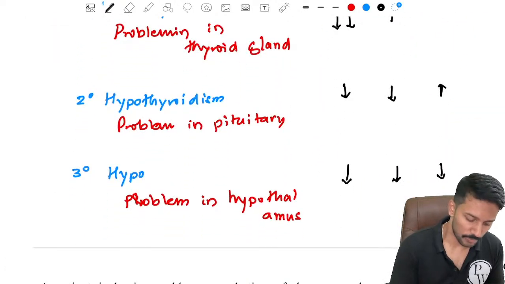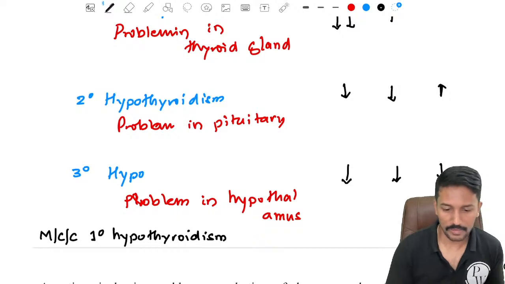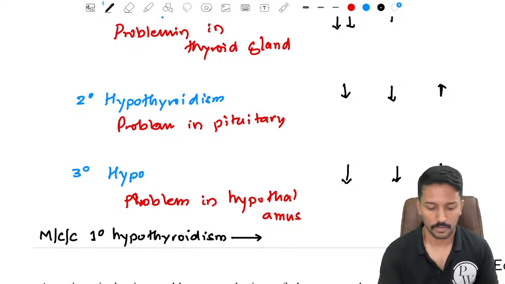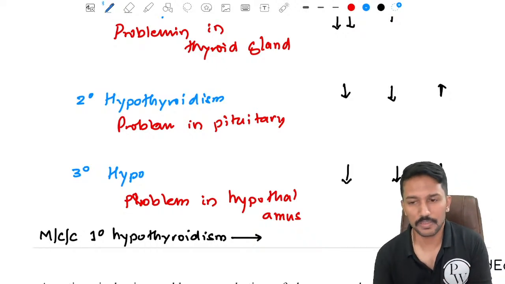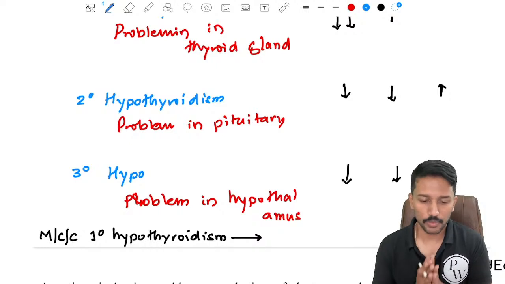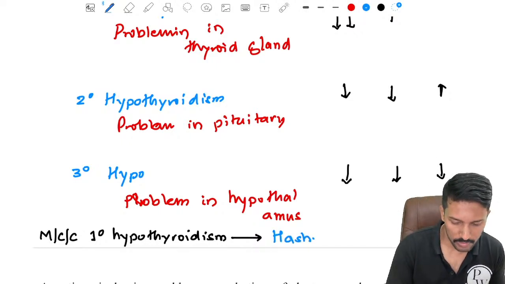Right, let us document this point also. Most common cause for primary hypothyroidism. Is it iodine deficiency or something else? It used to be iodine deficiency once upon a time in the past, but it is no longer a concern, right? So currently the most common cause for primary hypothyroidism is autoimmune disease or Hashimoto's thyroiditis.